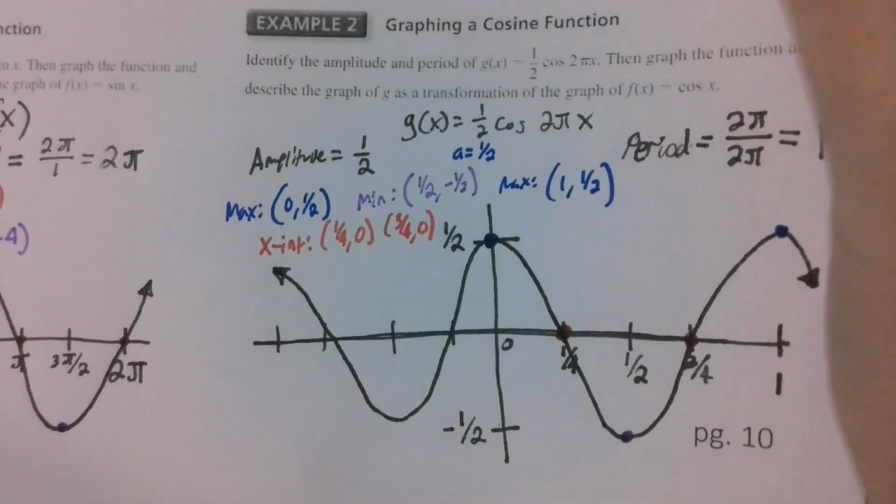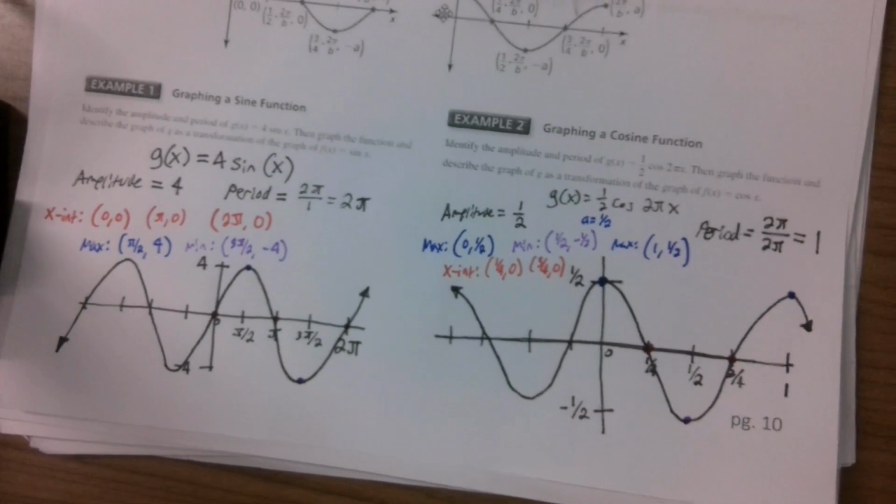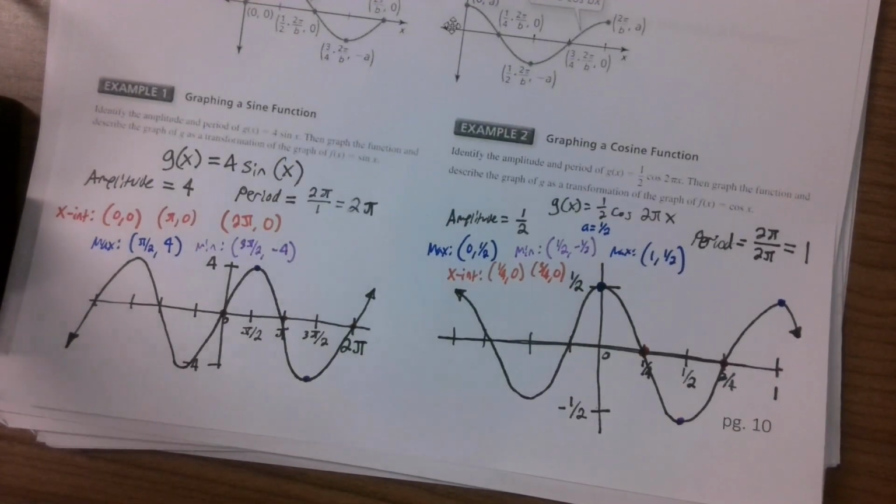So when we're graphing these, as long as you don't have a shift to the left or to the right or up or down, just graph the parent function either taller or wider or both.